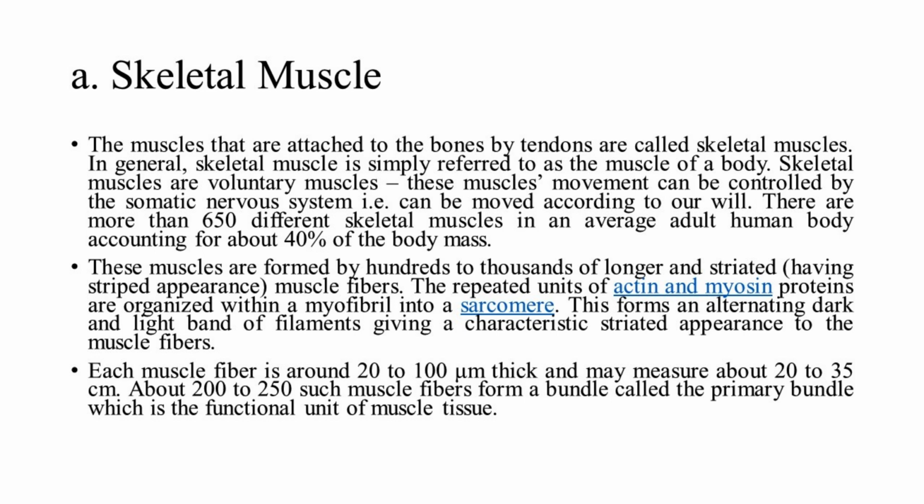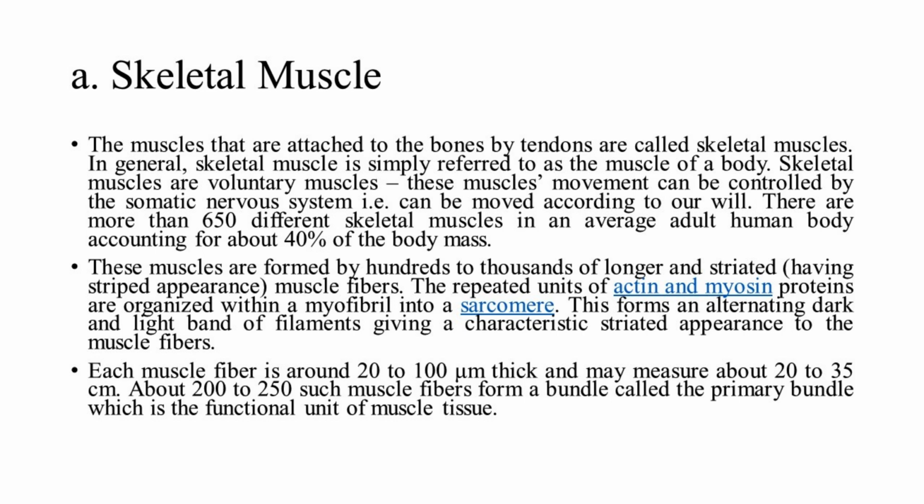There are more than 650 different skeletal muscles in an average adult human body, accounting for about 40% of the body mass. These muscles are formed by hundreds to thousands of longer and striated, having striped appearance, muscle fibers. The repeated units of actin and myosin proteins are organized within a myofibril into a sarcomere. This forms an alternating dark and light band of filaments, giving a characteristic striated appearance to the muscle fibers.